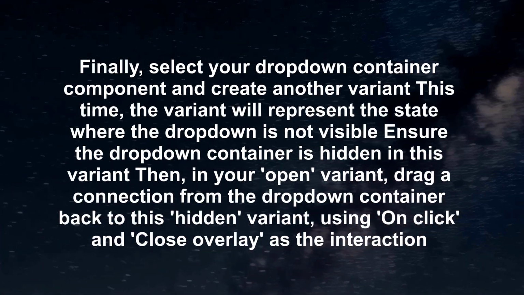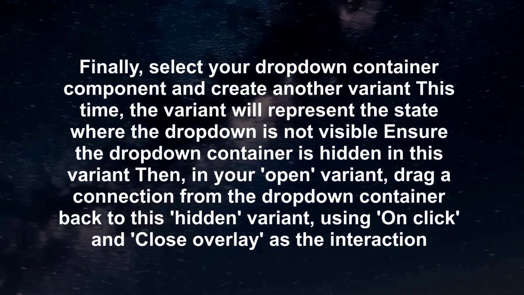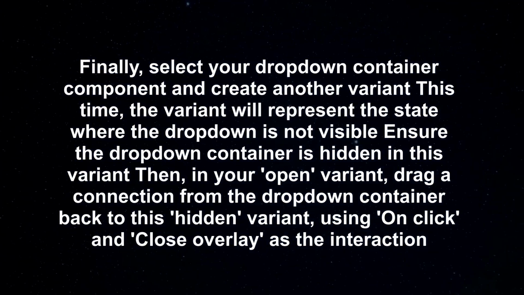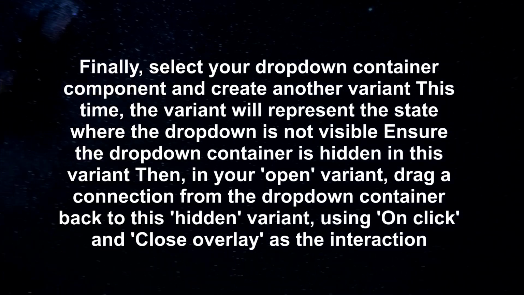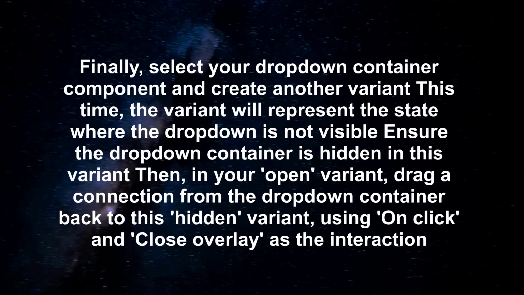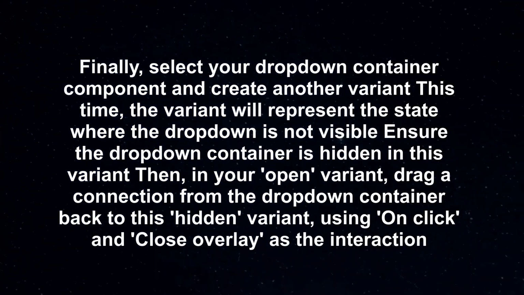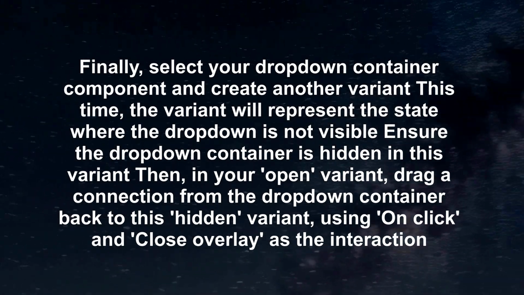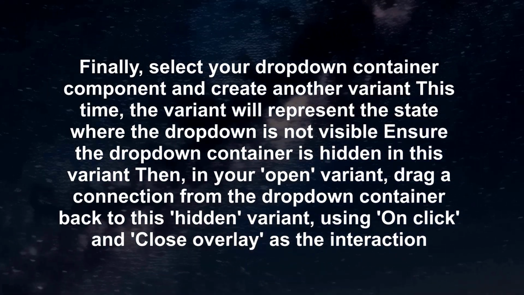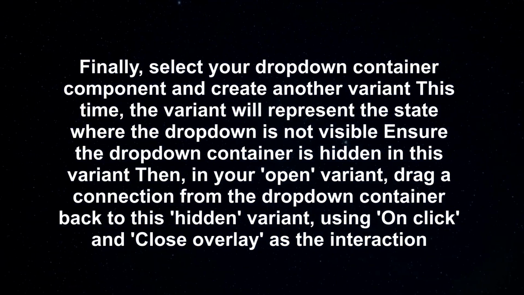Finally, select your drop-down container component and create another variant. This time, the variant will represent the state where the drop-down is not visible. Ensure the drop-down container is hidden in this variant. Then, in your open variant, drag a connection from the drop-down container back to this hidden variant, using on-click and close overlay as the interaction.